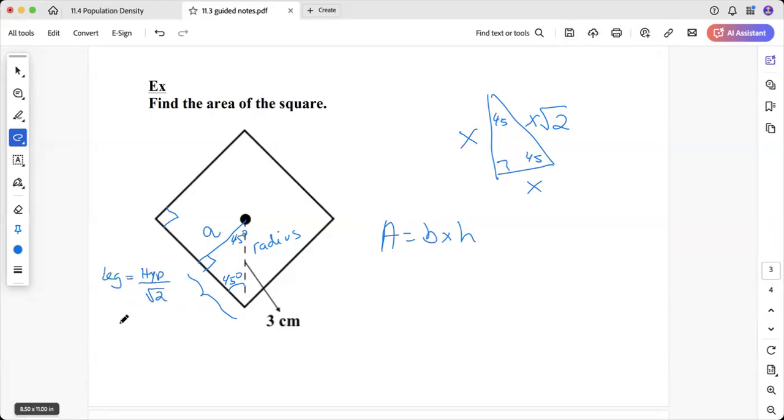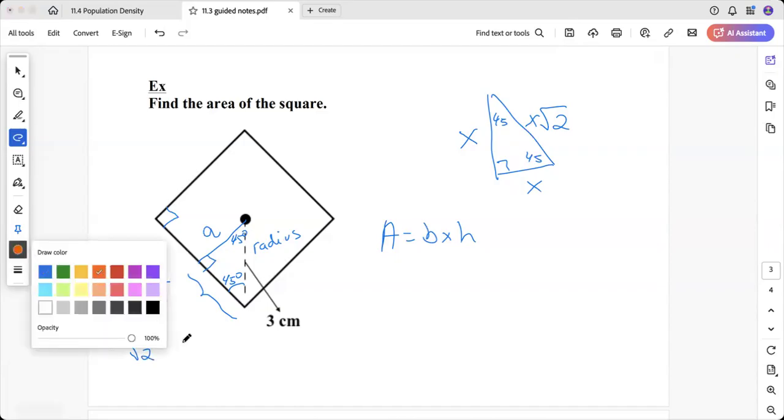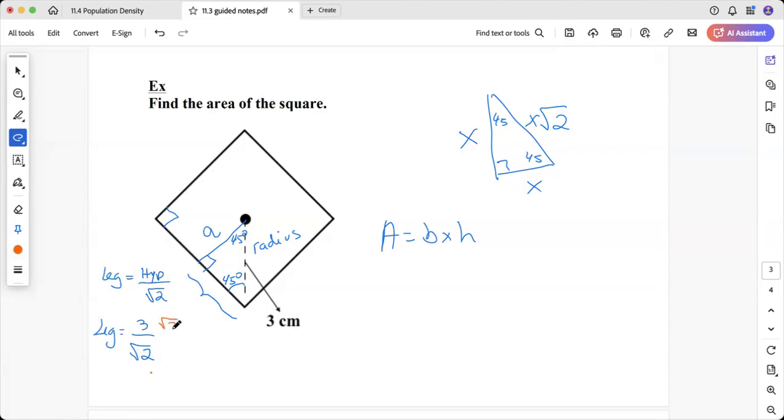All right, guys, sorry about that. So let's take a look here. We have the leg is equal to the hypotenuse divided by square root of 2 for a 45-45-90 triangle. So here we know that the leg is going to be equal to 3, which is the hypotenuse, divided by square root of 2. Remember, we have to rationalize this, so we multiply top and bottom by the square root of 2, and we end up with 3 square root of 2 over 2. So this is the length of the leg right here.